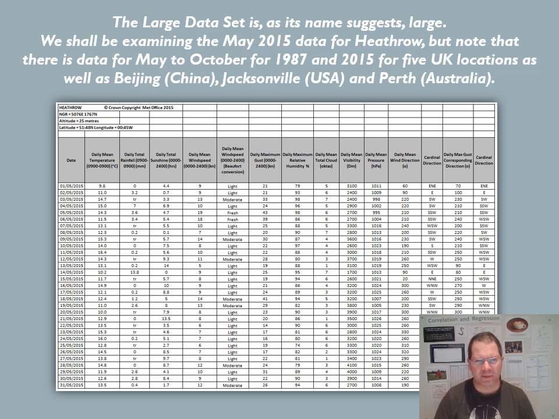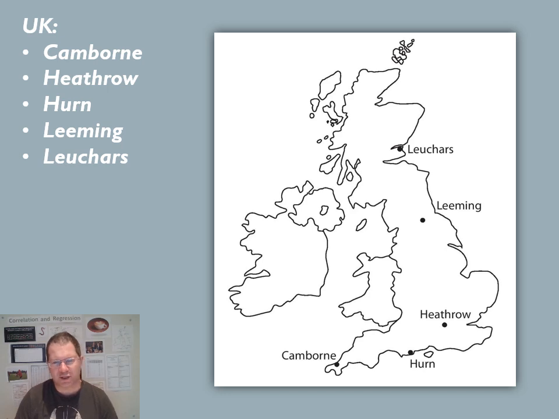In this video, we're just going to be focusing on the May 2015 data for Heathrow to keep it a bit simpler. So the 5 UK locations: we've got Camborne down on the bottom left, Heathrow in London, Hurn down on the south coast, Leeming up in Yorkshire, I believe, and I don't know how you pronounce that, Lusa up in Scotland.